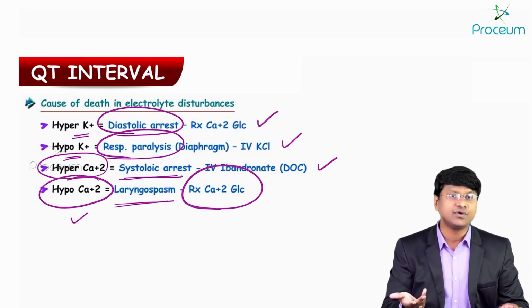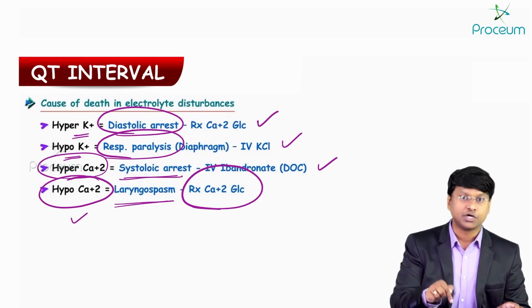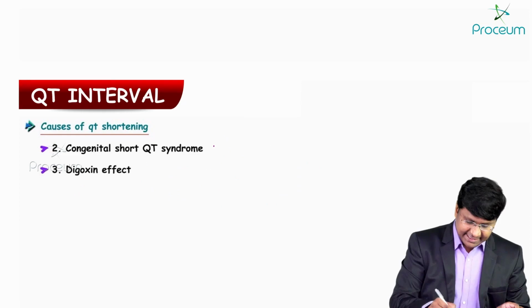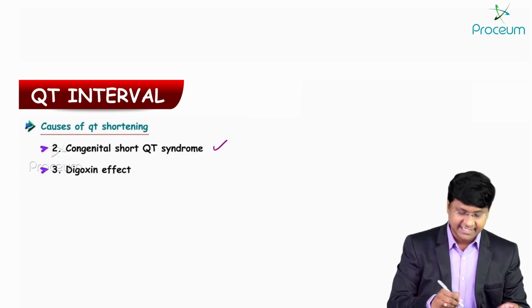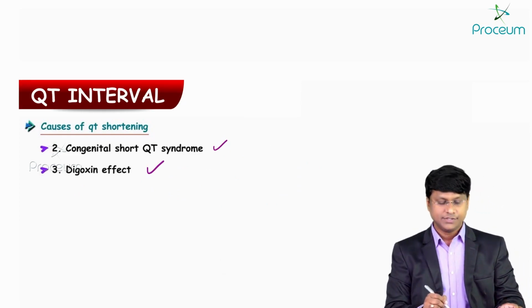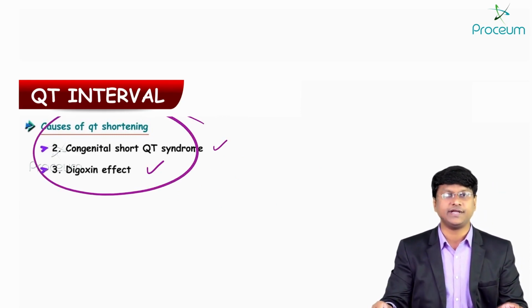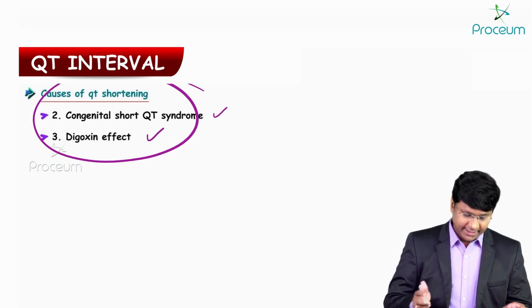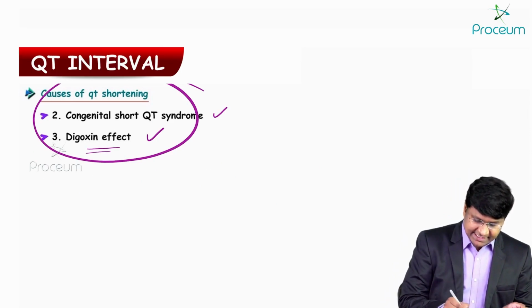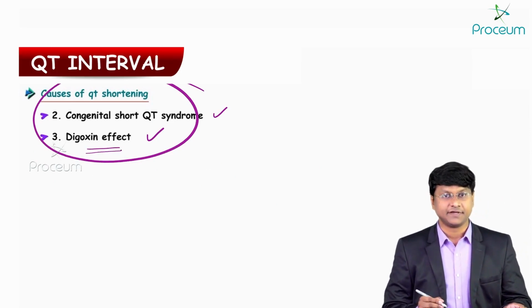Now what are the other causes for short QT interval? That includes congenital short QT interval as well as the digoxin effect. So these are the two other conditions where you can have the short QT interval. And let me tell you what are the ECG features of the digoxin effect.